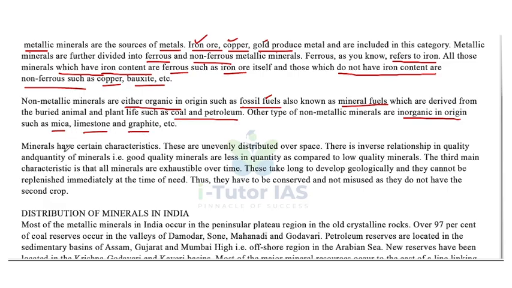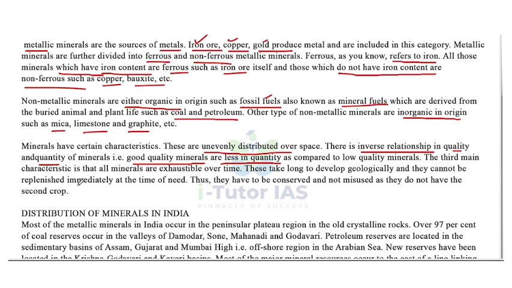Now, minerals have certain characteristics. These are unevenly distributed over space. Then there is an inverse relationship in quality and quantity of minerals. That is, good quality minerals are less in quantity. If the minerals have good quality, then the quantity of the mineral is very low as compared to low quality minerals.